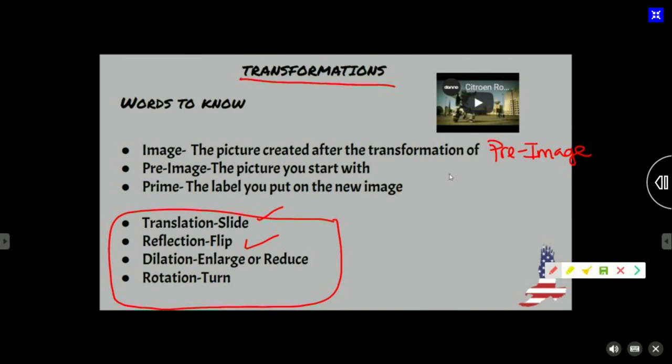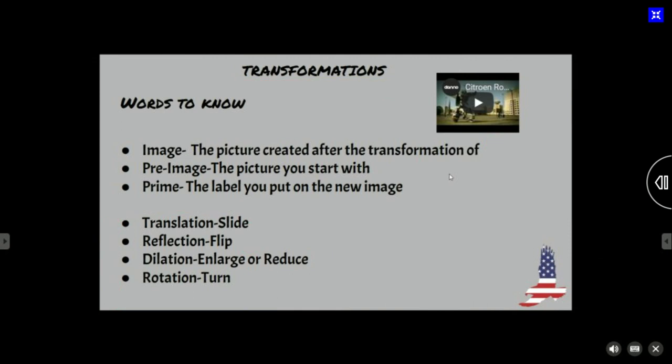A reflection, you know how if you look in the mirror and you hold up a sign and the writing's backwards? Because it is flipped. Okay? A reflection we're going to talk about tomorrow. That's when the shape flips. Still stays the same size. It doesn't change in any way, it just flips over.